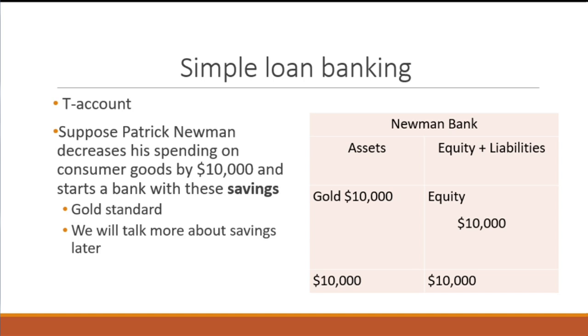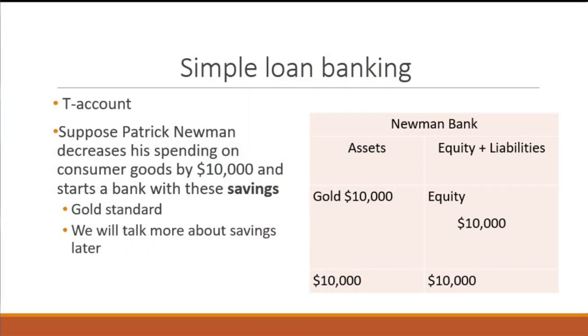Okay. So we're going to start off with a gold standard and then progress to a more modern economy. I'll be talking about savings later in the next discussion, but right now we can just think of it as a restriction of consumption. You're foregoing the ability to purchase consumer goods. So I set up my bank, and again, we're abstracting from the money I have to spend on the building and the workers and so on.